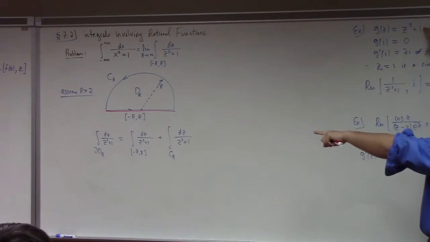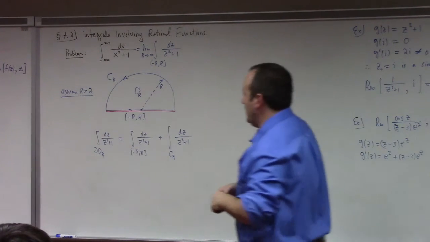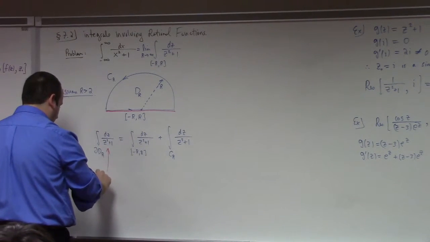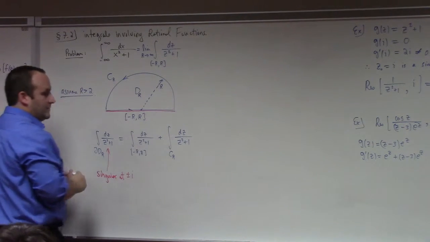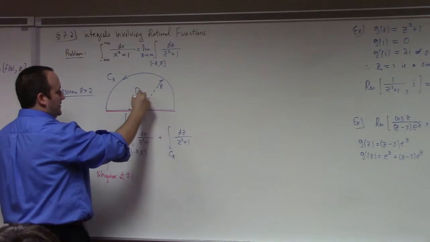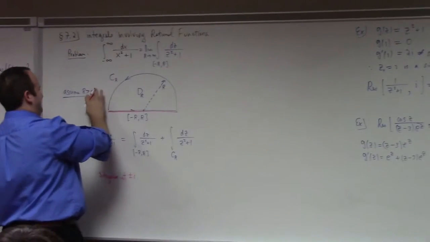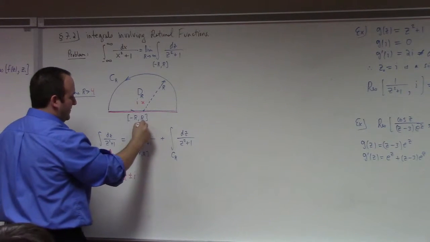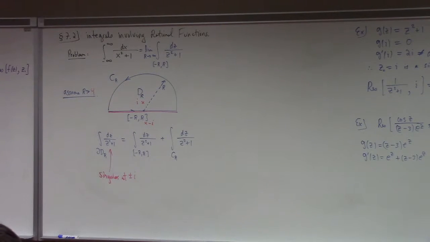Oh, look over here. That function has a simple pole at i. And where else does this function have singularities? Plus or minus i, right? So i, let's say, is here, and then minus i is out here, right? Minus i doesn't count. It's outside. It doesn't contribute to the integral. Only i contributes to the integral.